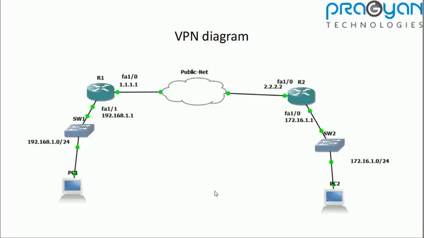So when PC1 wants to communicate to PC2, it will send an IP packet with a source address of 192.168.1.10 and a destination IP address of 170.16.1.10. But you cannot use this IP address when you are going to a public network. So once this packet reaches R1, R1 is going to tunnel this packet inside another IP packet. It's going to add an additional IP header with a source IP address of R1's IP address and a destination IP address of R2's IP address, that is 2.2.2.2.